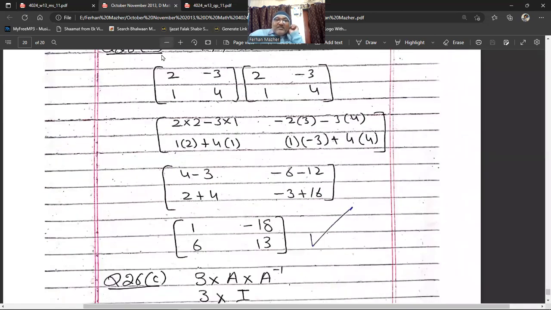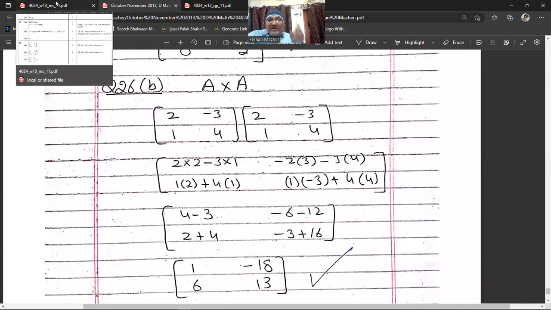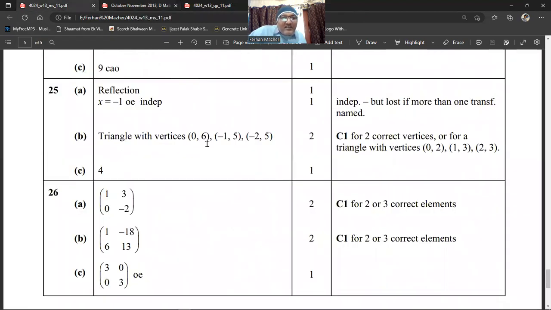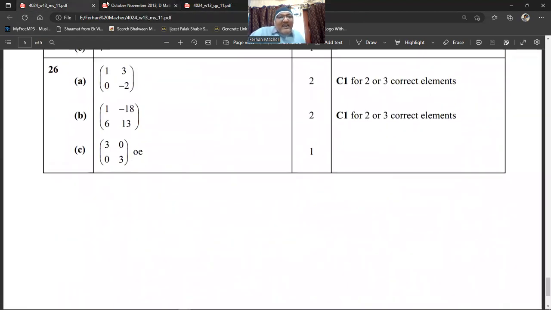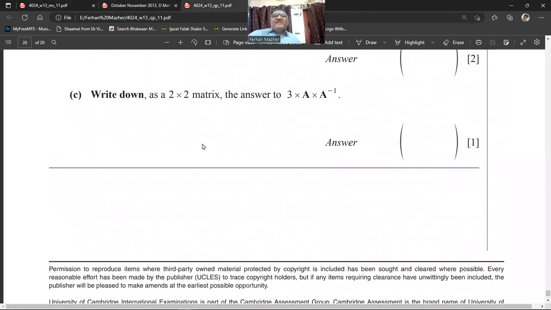So that is our answer. Let me show you the whole question. 1, minus 18, 6, and 13. That is the answer, so our answer is right. Hopefully you understand. Very simple, straightforward.